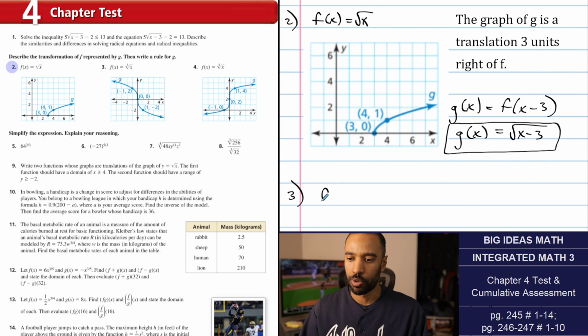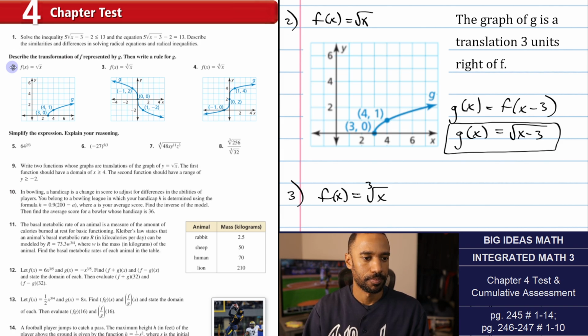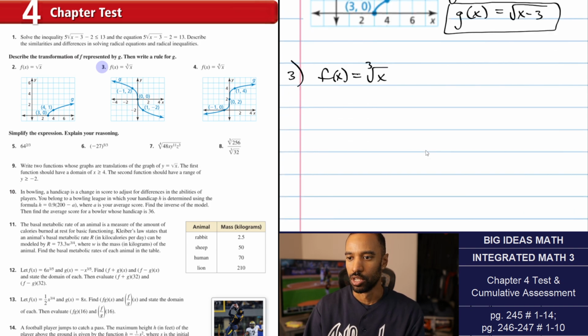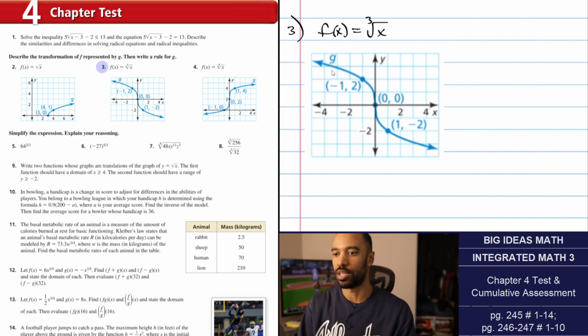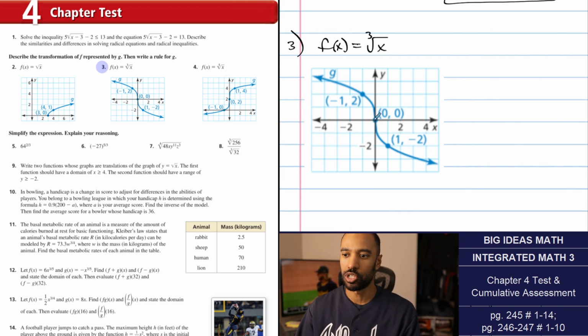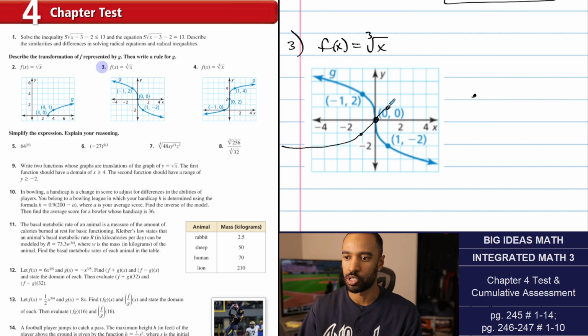we have cube root of x. Let's copy and paste that guy. So this one has at least 2 changes that I can see. Do you see what I see? And you could describe this first one in one of 2 ways. The original parent function would have gone 1, 1, and 8, 2, like this. It would have gone a little farther out. Don't really worry about that, but it's a curve this way.